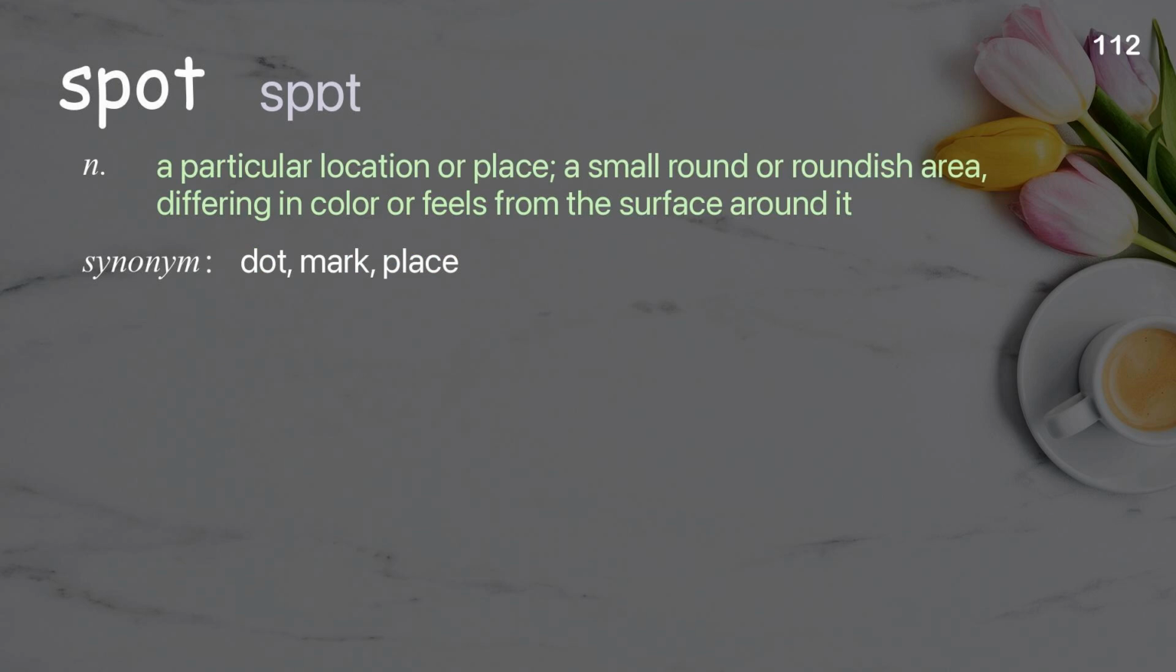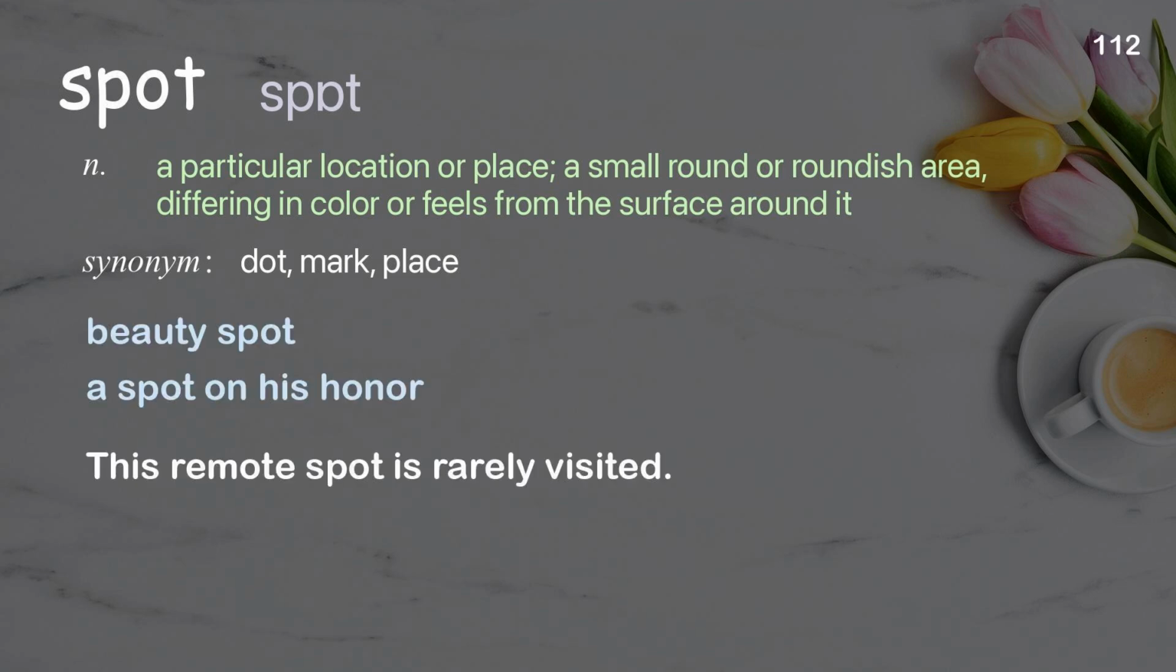Spot: a particular location or place, a small round or roundish area, differing in color or feel from the surface around it. Examples: Beauty spot, a spot on his honor. This remote spot is rarely visited.